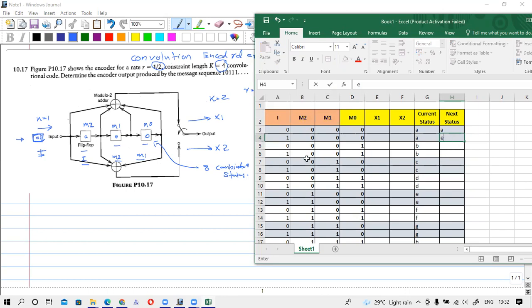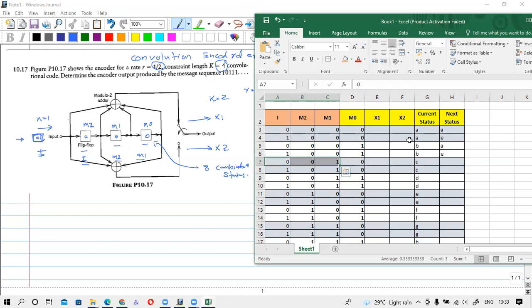So we will see what happens. Here again 000, that is state A. And here it is 100. 100 means again state E. Here 100, state E. Yes, it is state E. I hope it is okay. Then we have 001. What is 001? 001 is B, state B.